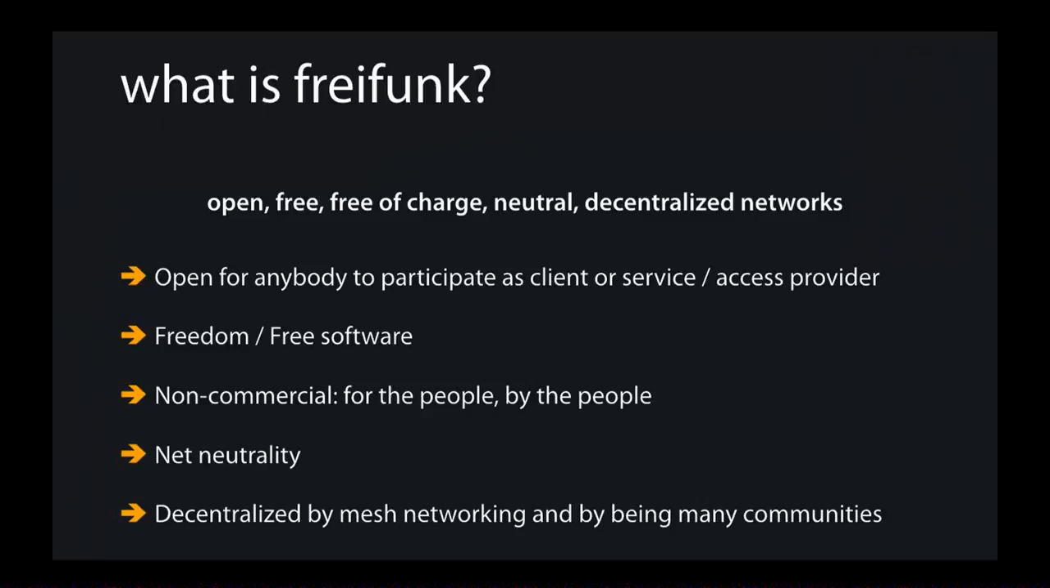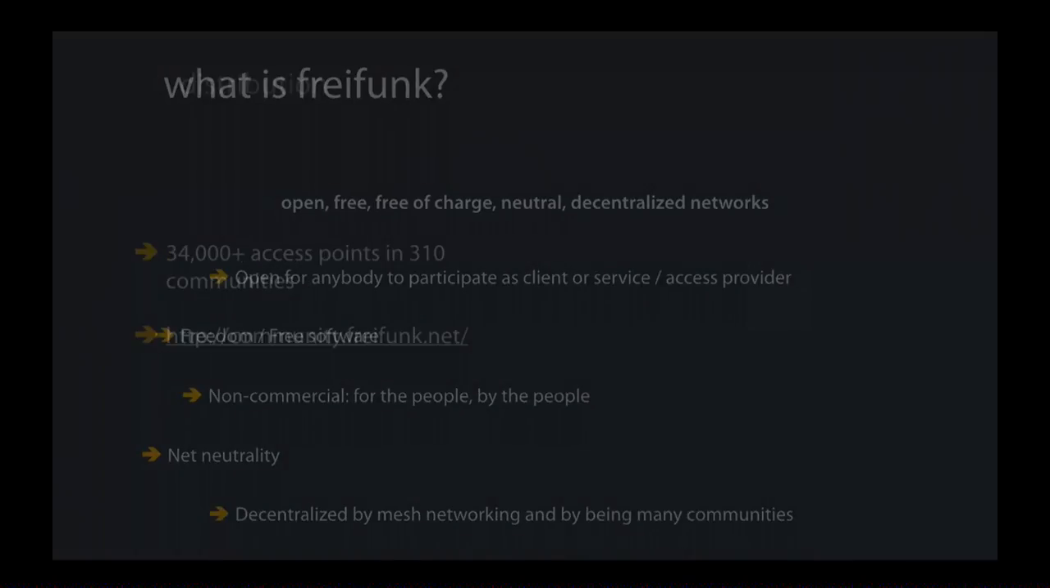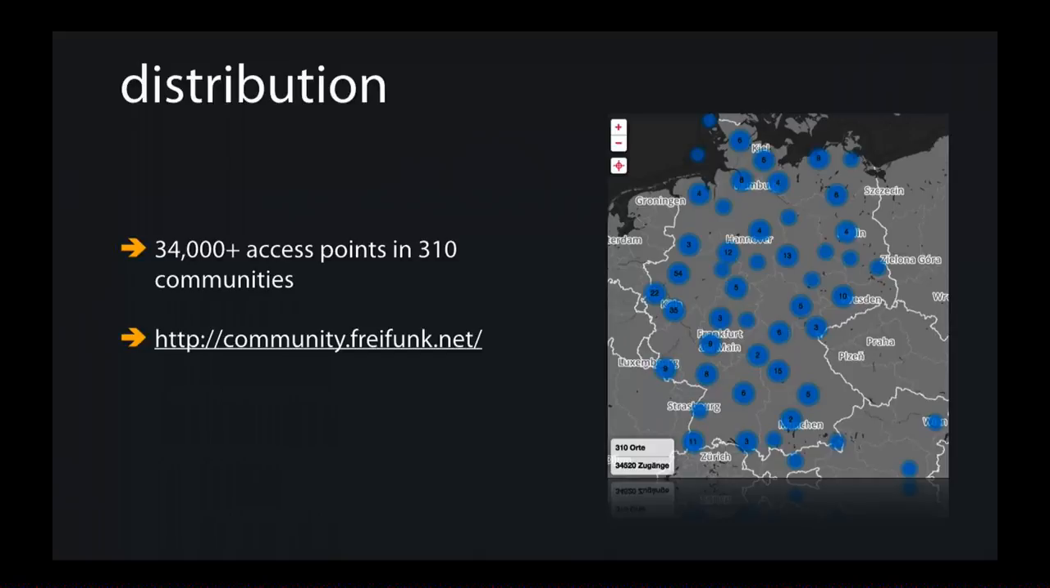Currently we have more than 310 communities, mostly throughout Germany, some in Austria. I hope this can change after this talk. If you want to check out that map live, you can do so at community.freifunk.net. Don't worry that it's HTTP, it'll forward you to an encrypted site, it's just shorter. It will list all the attributes of those communities, like which mesh protocols they use, what their homepage is, and so on.